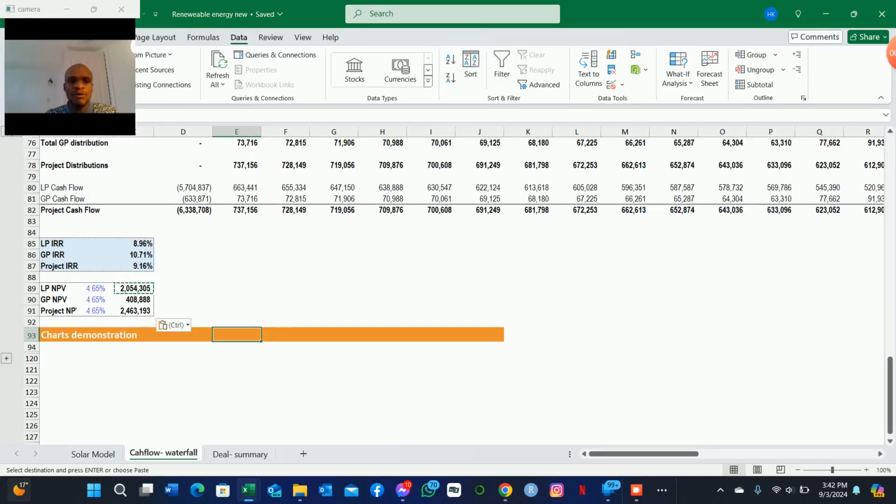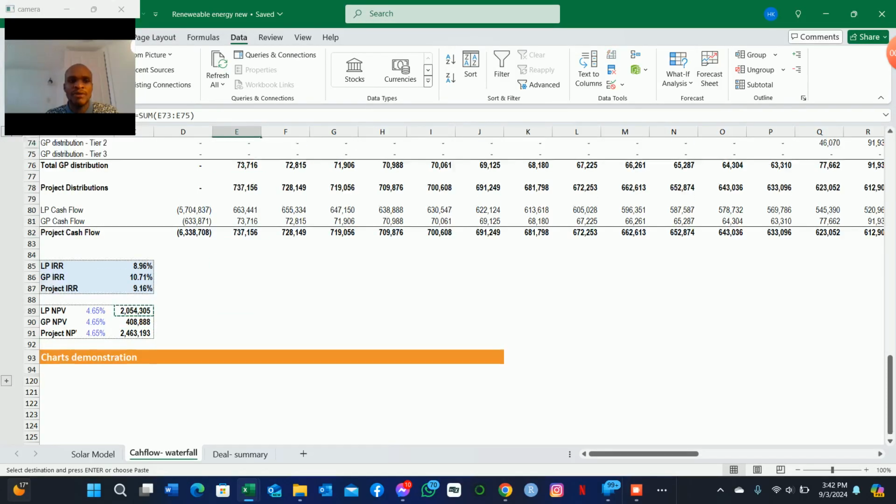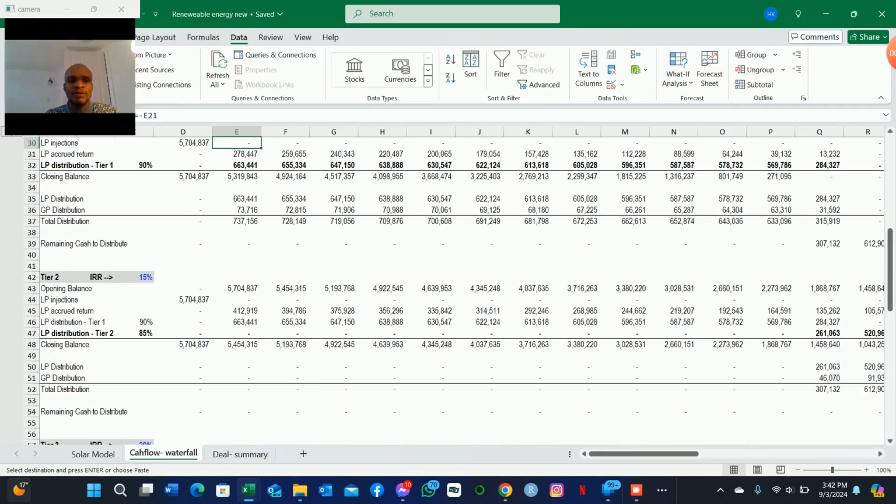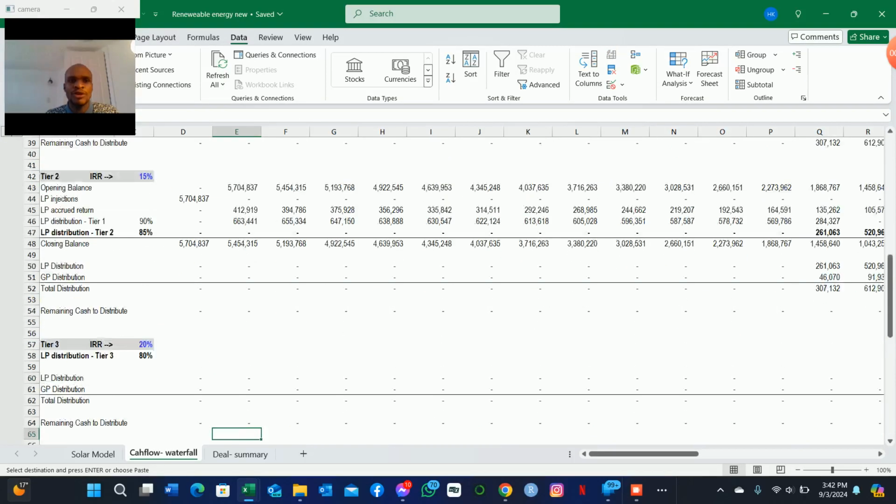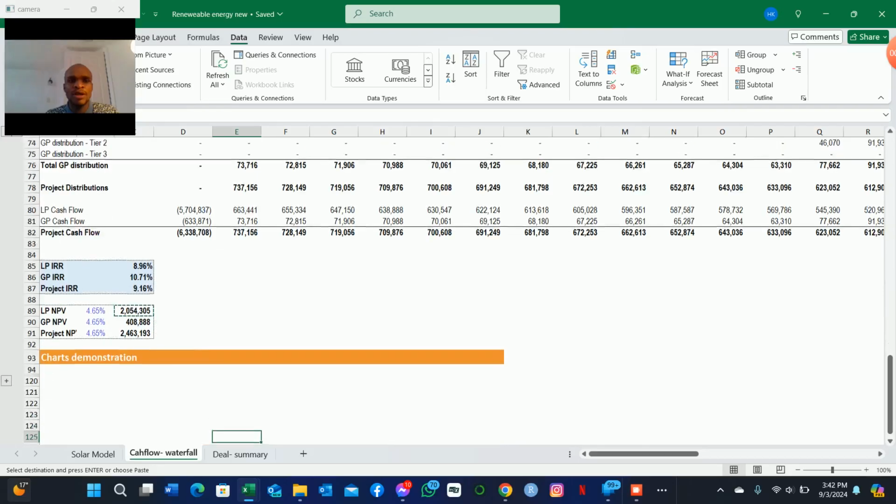In the next video, we will be demonstrating the returns, the disproportionate returns for the LPs. We'll be demonstrating how it diminishes over time as a result of that hurdle rate that was reached. So we'll be demonstrating that in the next video in some charts.